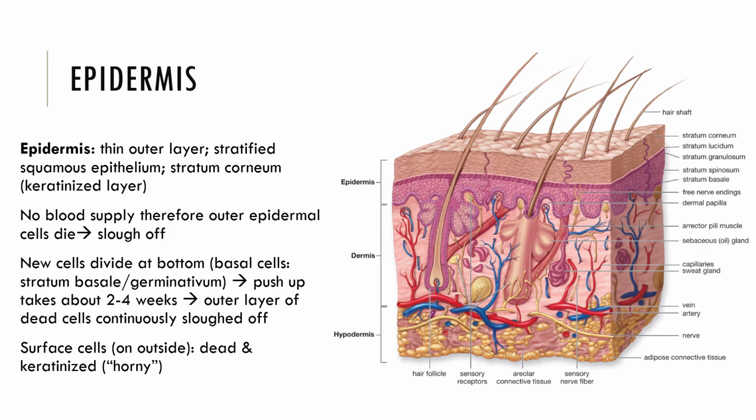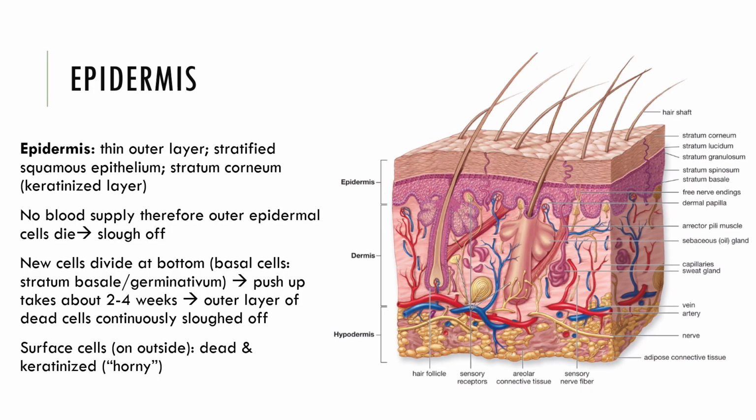Next we have the stratum spinosum, which provides strength and flexibility. Next layer is the stratum granulosum. This is where cells begin to keratinize. Next we have the stratum lucidum. This is an extra layer of protection. This only occurs in thick skin, and thick skin is found in the palms of your hands and the soles of your feet.